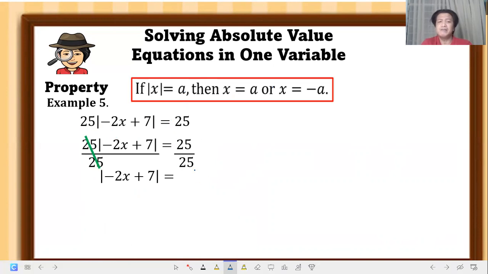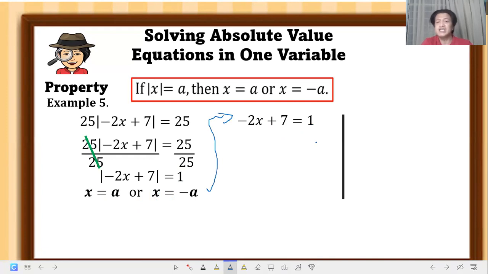And what's 25 divided by 25? That is 1. Okay, since nagawa na natin siyang i-simplify, tsaka mo palang i-apply yung property natin. Kasi nga, naging positive to, so pwede natin i-apply yung property natin. Ibig sabihin, isa yung positive at isa yung negative. So we have this solution. Dito na lang susulat. Negative 2x plus 7 is equal to positive 1. At yung isa naman ay negative 2x plus 7 is equal to negative 1.